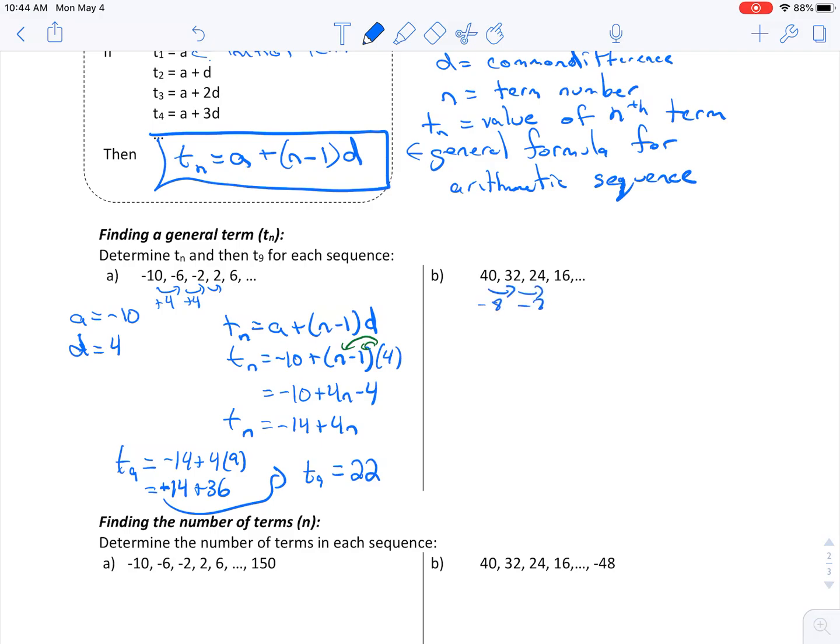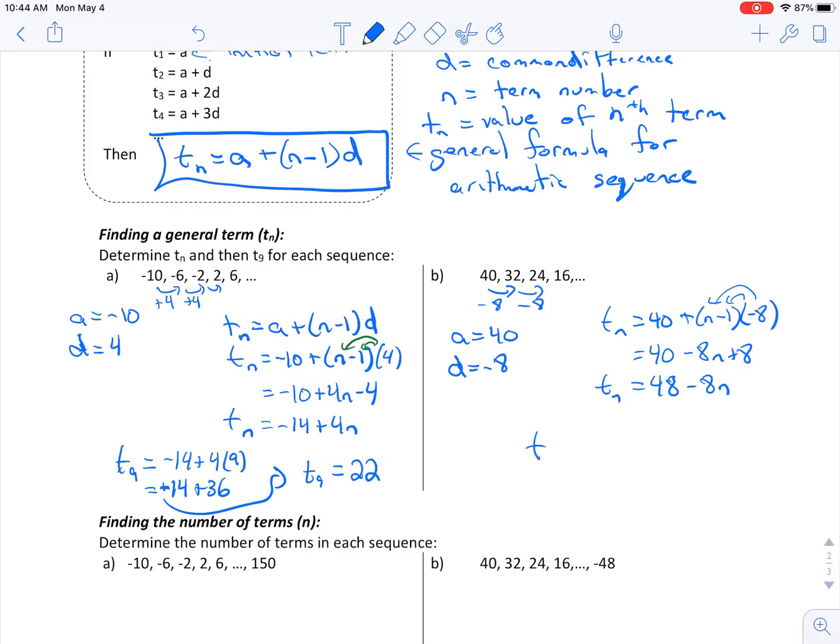So why don't you try the next one out and see if you can get it. So just apply that formula. So again, press pause and then you can fast forward through. So this one I've got minus 8 each time. a is 40. So I can sub this in. You don't need to write out the general formula every time if you don't want. I'm putting my negative 8 in brackets like that because I don't want it to look like just minus 8 or subtracting 8. So if I simplify this, I end up with 48 minus 8n. So that's my general term. So now I can get my 9th term.